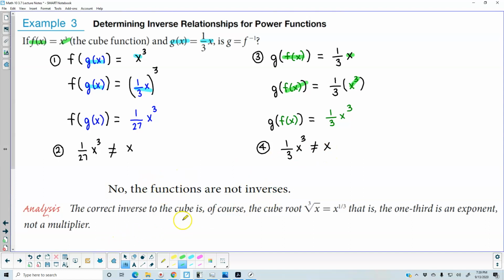Now the correct inverse to the cube is, of course, the cube root of x, which is equal to x to the 1/3. That is, the 1/3 is an exponent, not a multiplier.